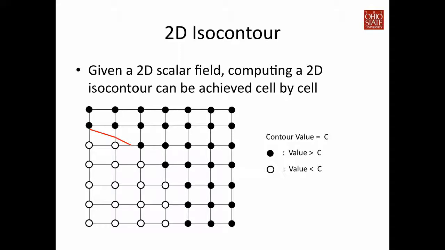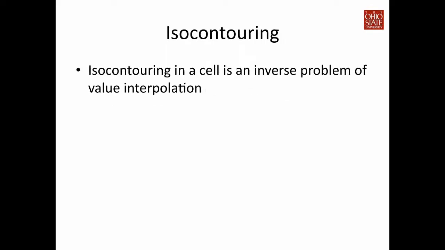And you proceed to the next cell that also has grid points whose value is greater than the iso value and smaller than the iso value, then you compute. Then you proceed cell by cell, you connect all the intersection points together, and you form a complete isocontour in this example. Computing an isocontour in a cell is an inverse problem compared to value interpolation.